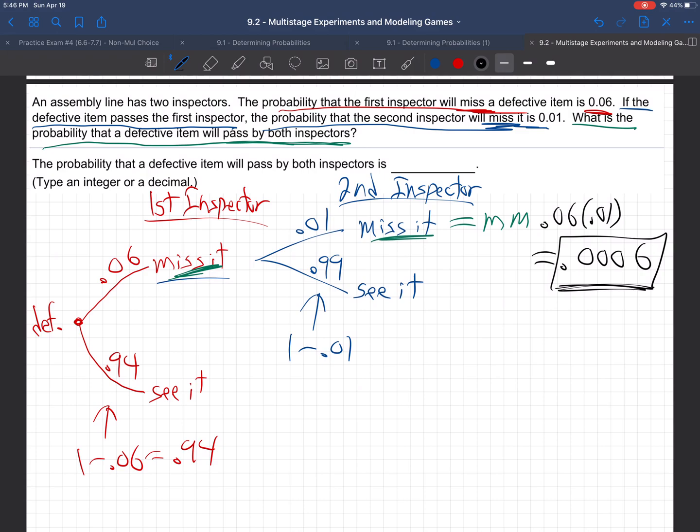That's the probability that both inspectors will miss it. It's a very low probability. That's why you have backup inspectors, because you want a low probability. See how that works? The first inspector only misses it 6% of the time. The second inspector 1% of the time. The chance it'll go past both of them is super low. That is a very, very low number.